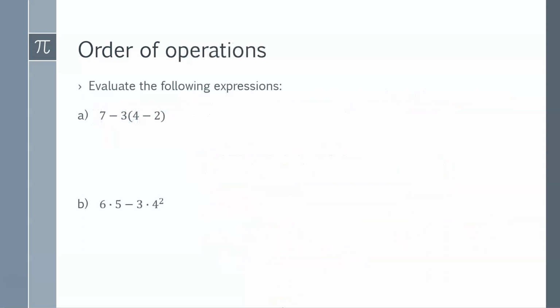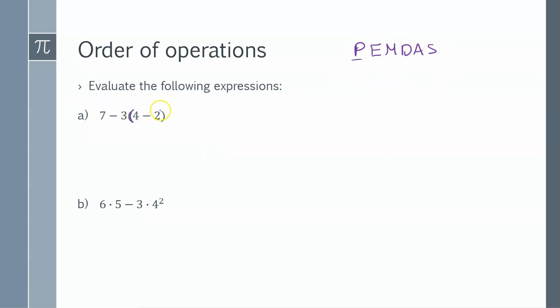Okay, let's do some practice to get a little bit more comfortable. So the first one is 7 minus 3 times the quantity 4 minus 2. Now, the first thing we should do is parentheses. So I like to remember this as PEMDAS. You may have remembered it as, please excuse my dear Aunt Sally. That's how I remembered it back in high school. But we always start with those parentheses.